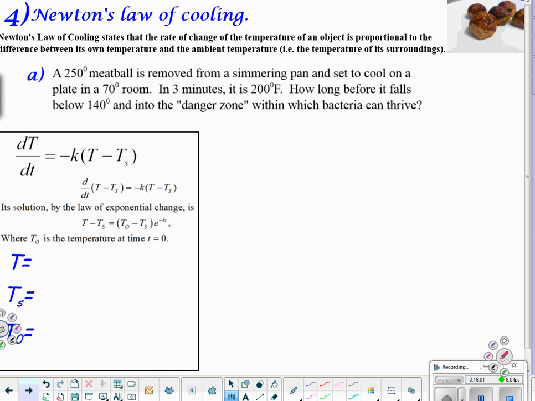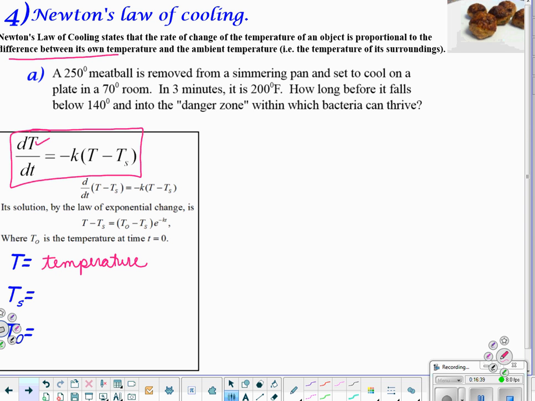Finally, into Newton's law of cooling. Newton's law of cooling states that the rate of change of the temperature of an object is proportional to the difference between its own temperature and the ambient temperature, the temperature of its surroundings. And then we get into this meatball problem. So this statement that we just read correlates to this differential equation. The rate of change of temperature, the rate of change of capital T. So capital T in my case here is going to stand for the temperature.